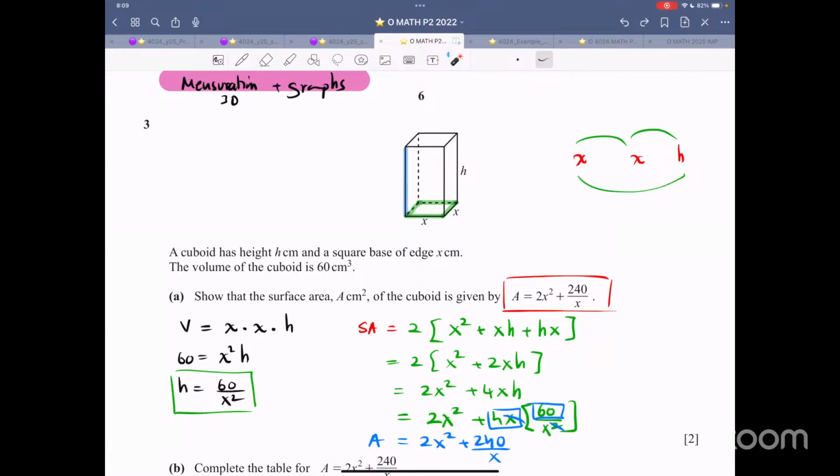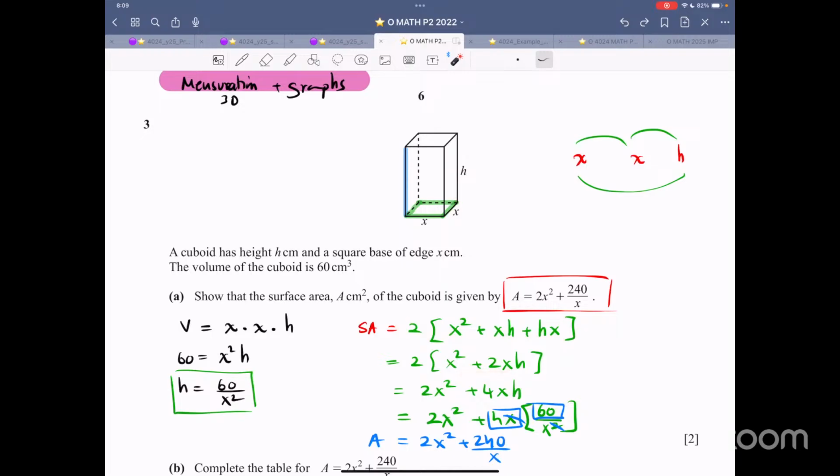As far as the surface area is concerned, what do we have? We have x into x, that's x squared. x into h, there are 1, 2, 3, 4 faces: the left and the right, the front and the back. So left, right, front, back. And this is the base, and the top. Everything is added, multiplied by 2.